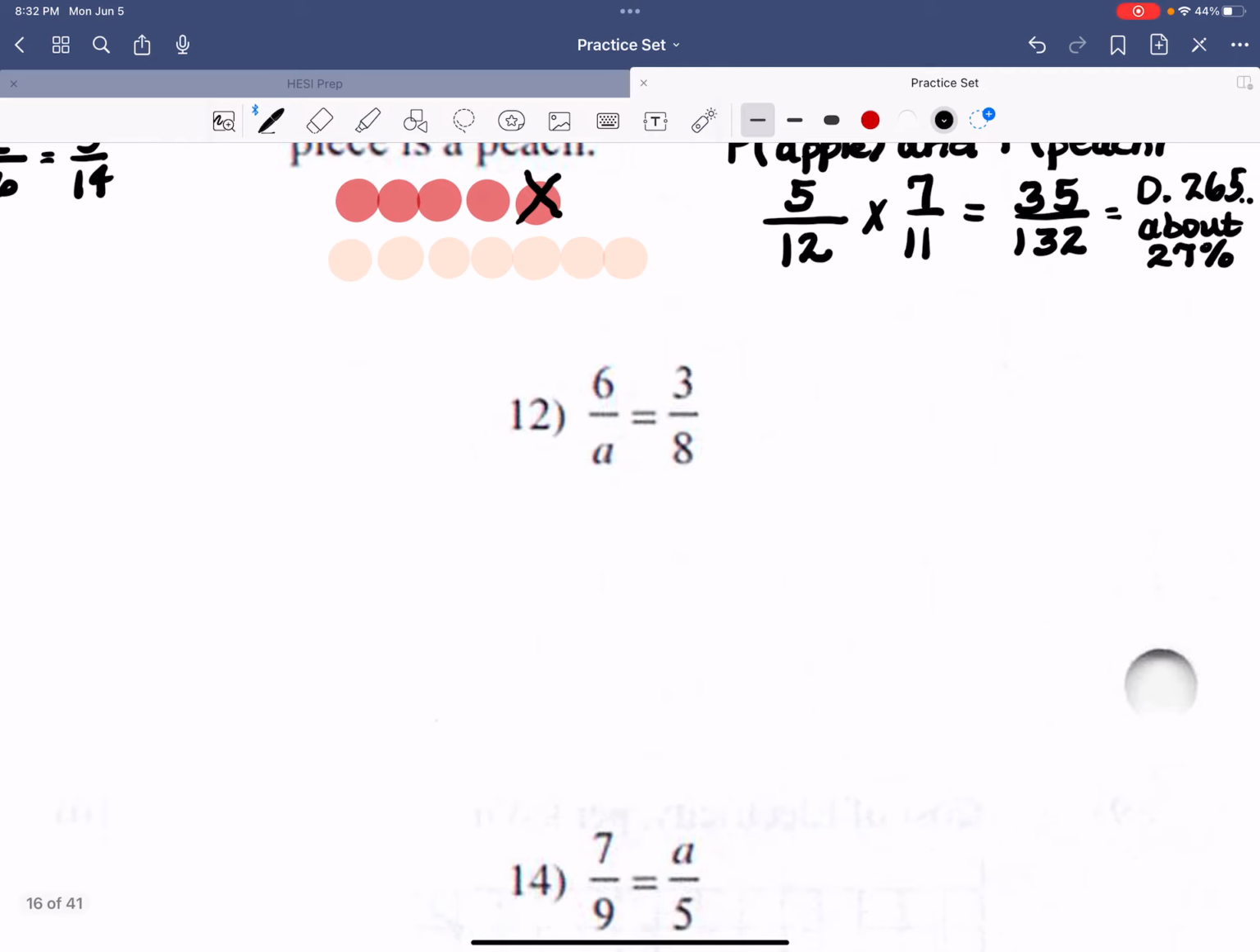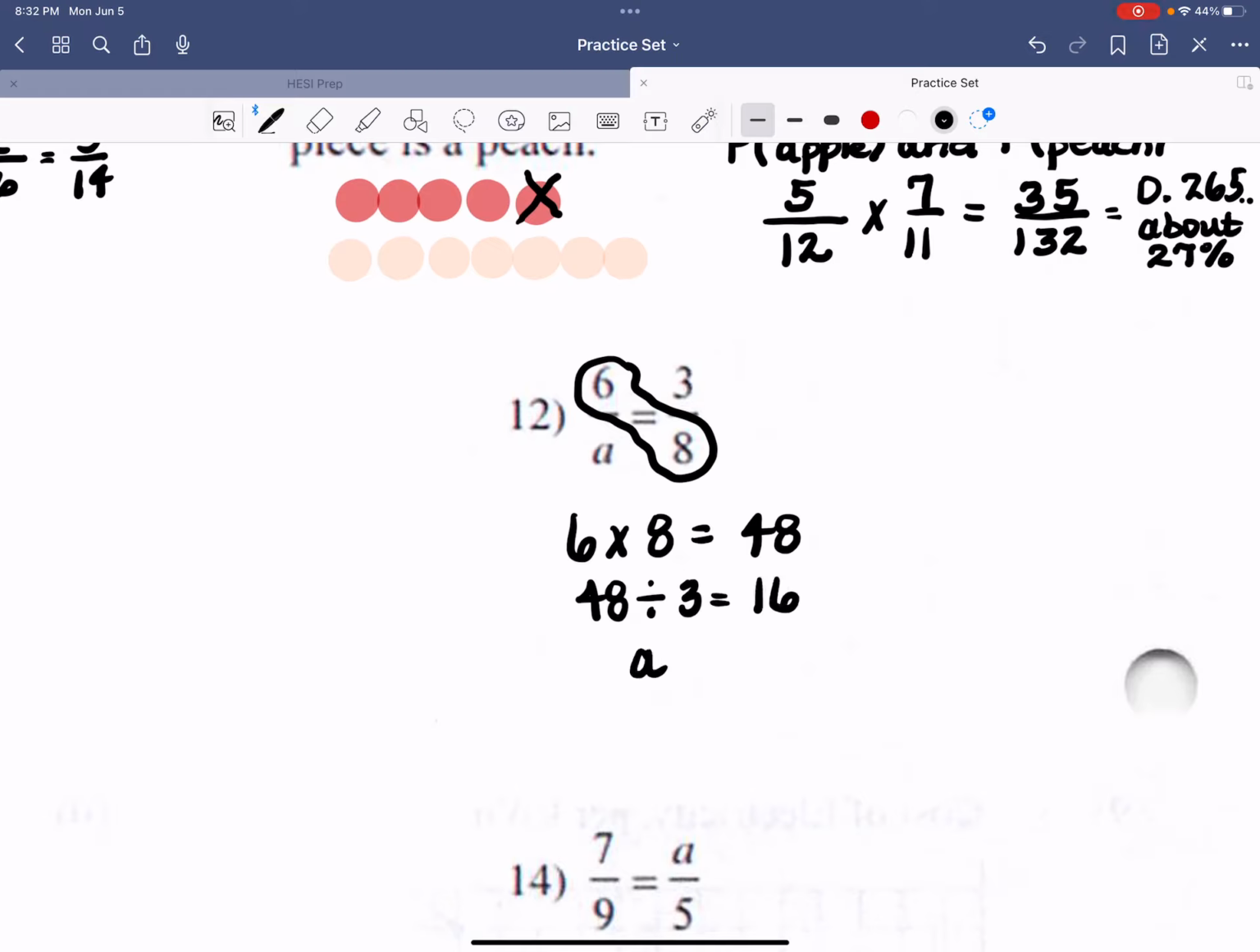Number 12. Let's put a peanut around the 2 that we can. 6 times 8 is 48. And 48 divided by 3 is 16. So A is 16.